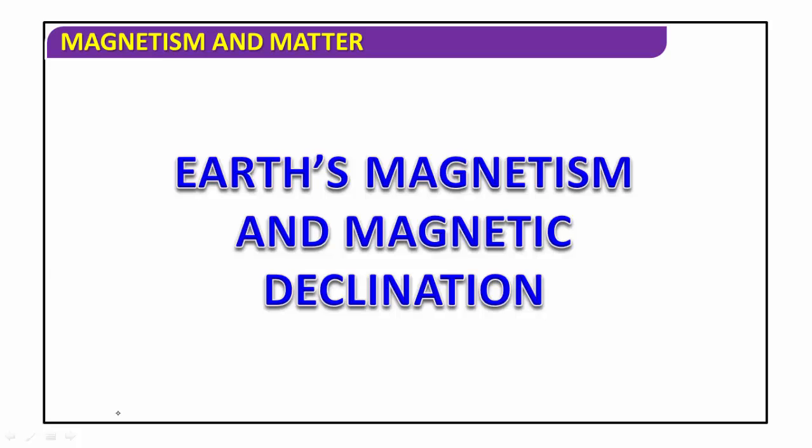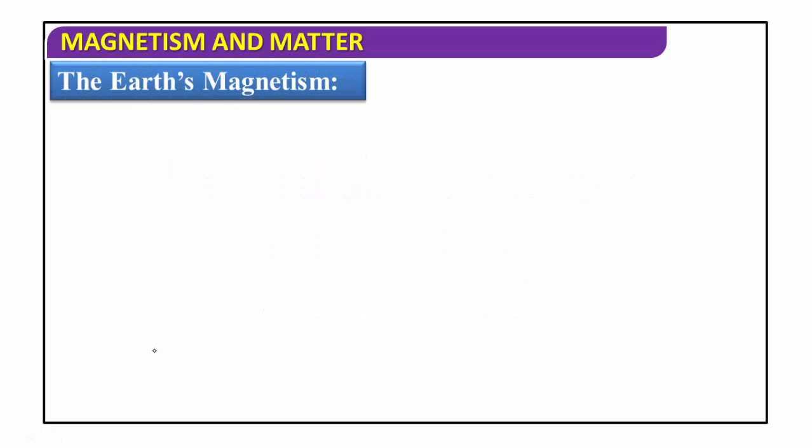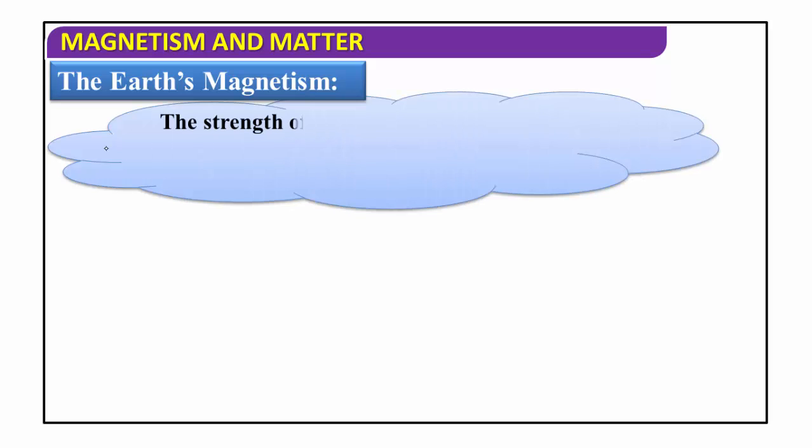There are three important elements in this concept: magnetic declination, magnetic inclination, and the horizontal component of the earth's magnetic field. Now we will see them one by one. The word earth magnetism itself says it is the branch of physics which deals with the study of magnetism of the earth. It is also called geomagnetism or terrestrial magnetism.